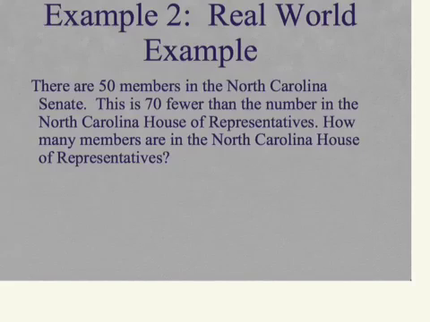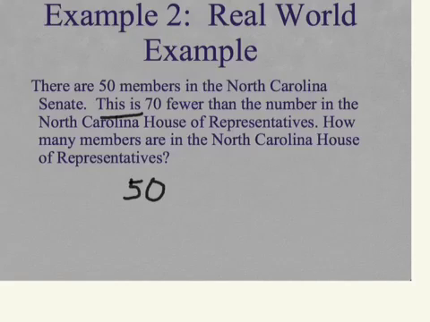This next example is wordy, though pretty simple. Again, we're still trying to come up with an equation given some information. So here we have 50 members in the North Carolina State Senate. This is 70 fewer than the number of people in the North Carolina House of Representatives. How many people in the North Carolina House of Representatives? So let's start off with 50. 50 members in the North Carolina Senate.